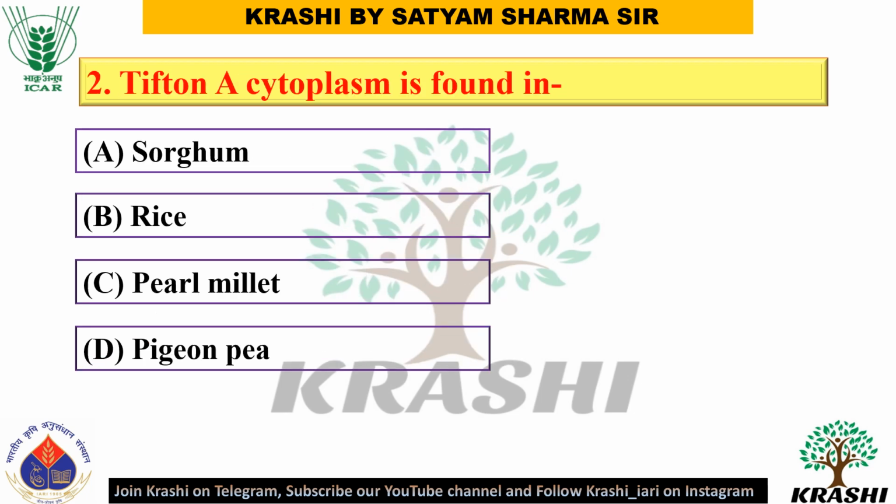Question number 2. Tifton A cytoplasm is found in. It is found in pearl millet. Cytoplasmic male sterility was observed in pearl millet in Tifton city of Georgia.